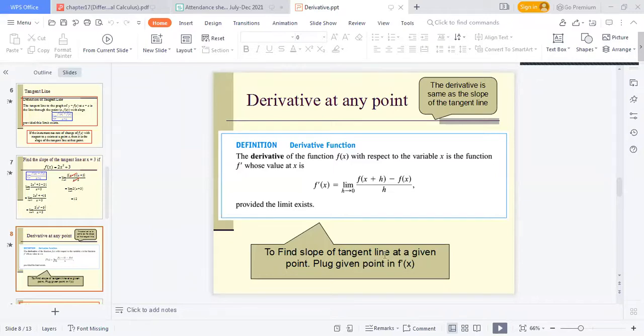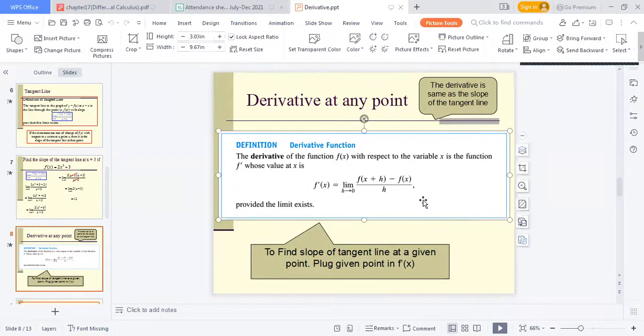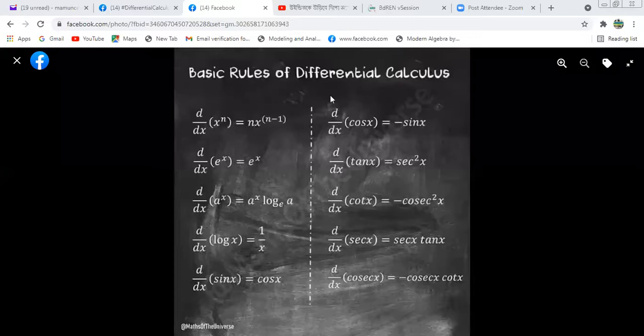So the slope of the tangent line at a given point will be given by f dash x. That means what? Derivative of f at x. So this is actually the definition of the derivative. These are the basic rules of differential calculus. That means the basic formulas we have to use.